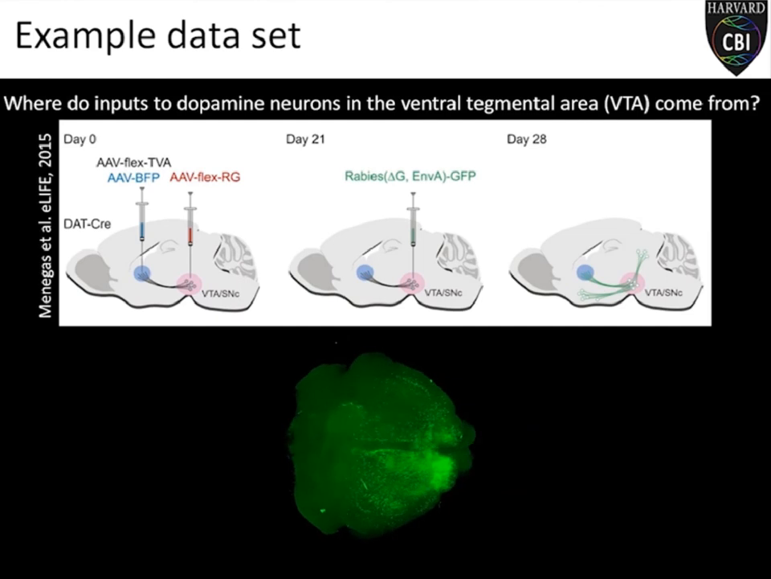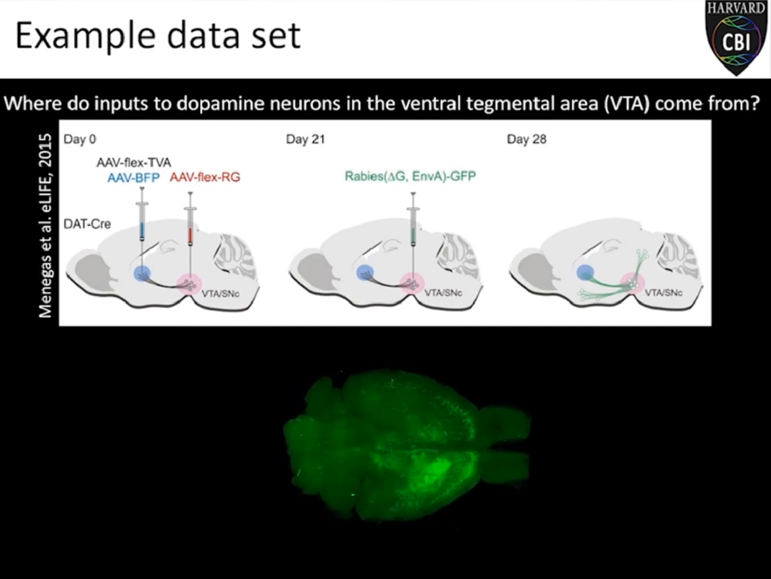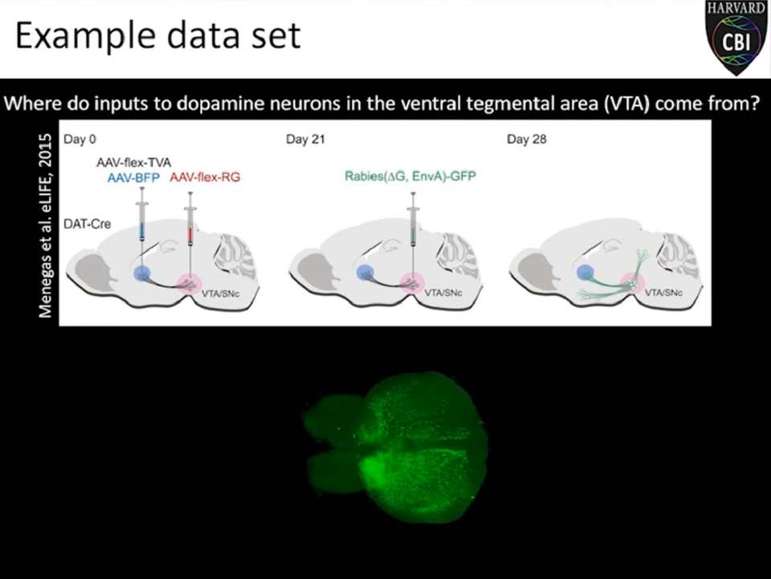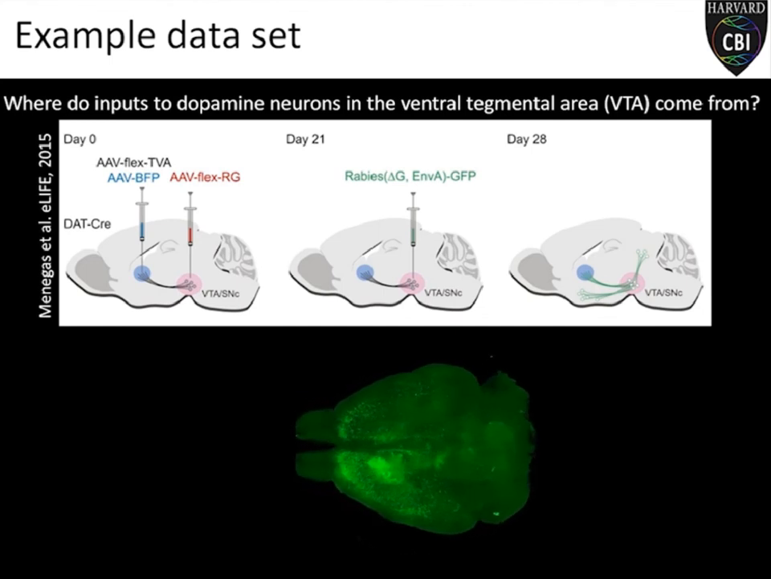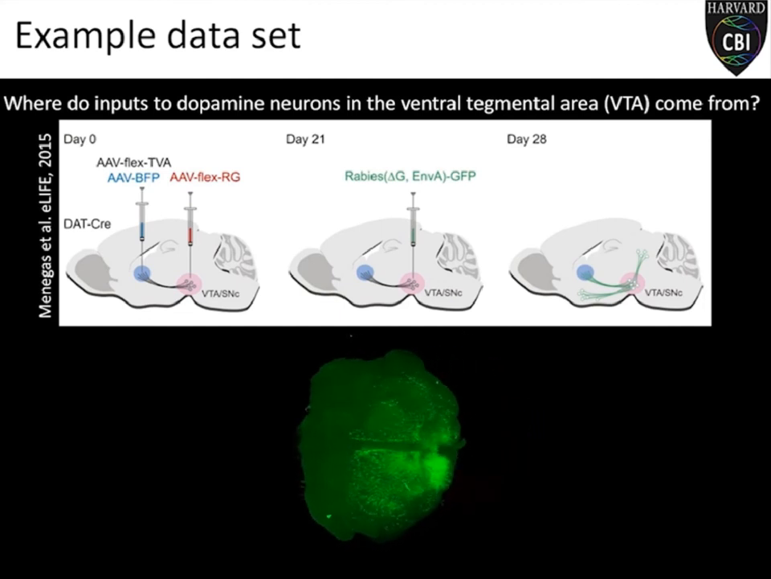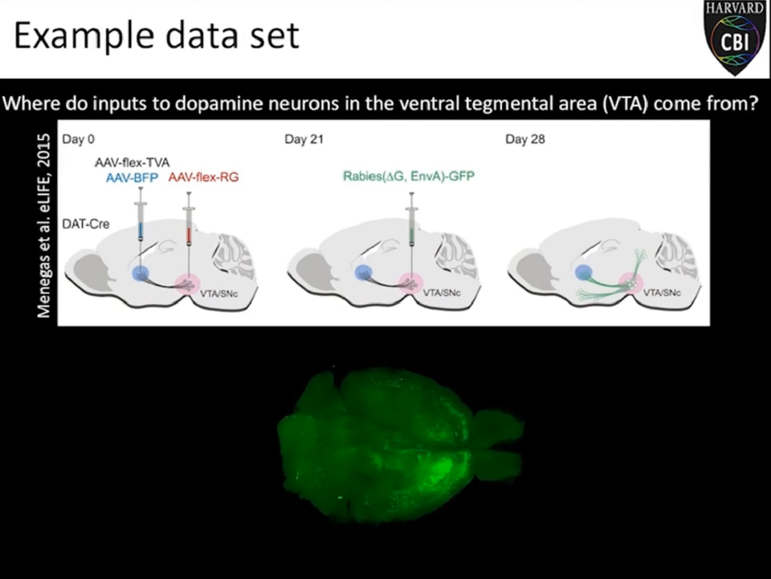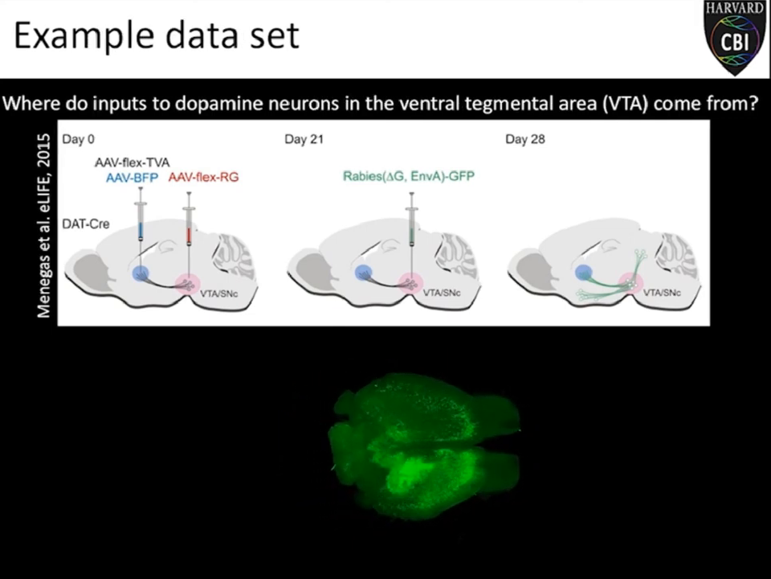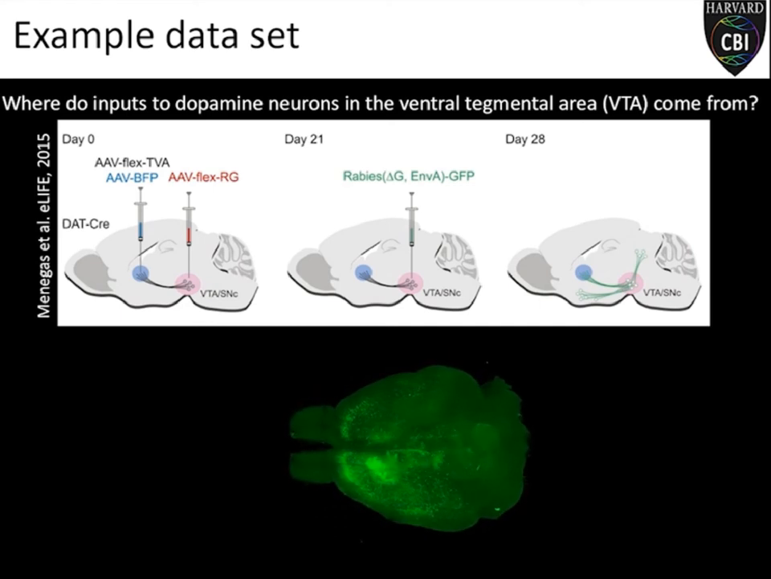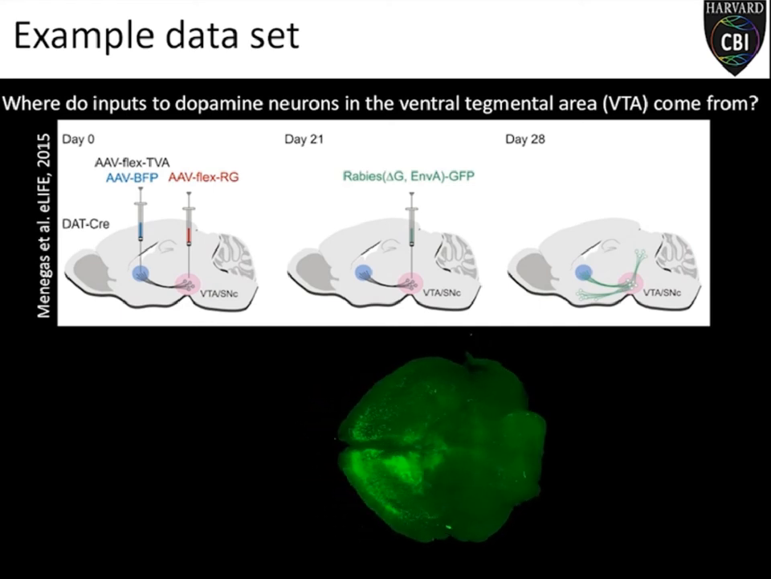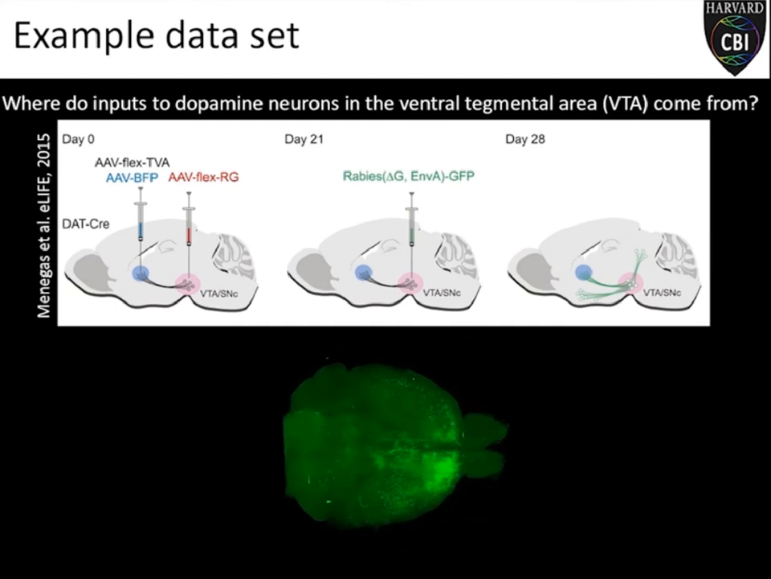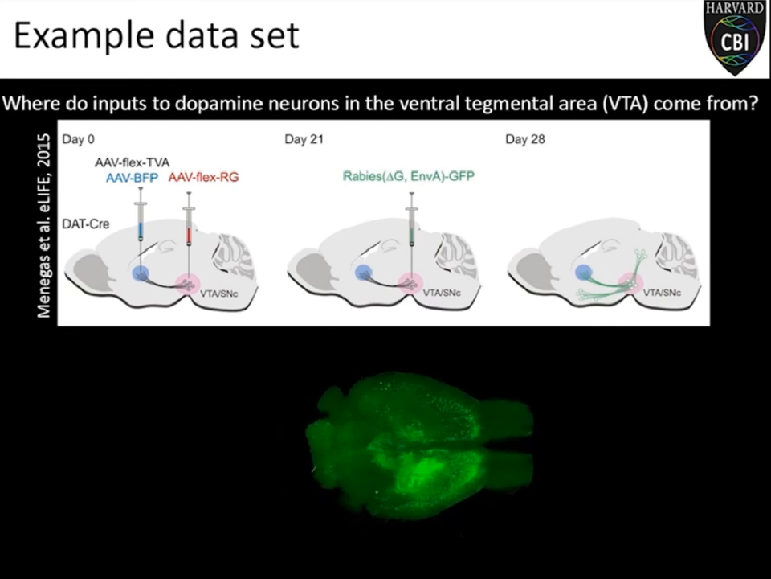So they had this very impressive labeling protocol, which I'm not going to go into here, but essentially what happens is after they inject these different viruses, what they're able to do is label with GFP any cell that is innervating a dopaminergic neuron in the VTA. So in the 3D brain that you see down below, that's rotating there, all of those little cell bodies that are lit up, those are neurons that are innervating a dopaminergic neuron in the VTA.